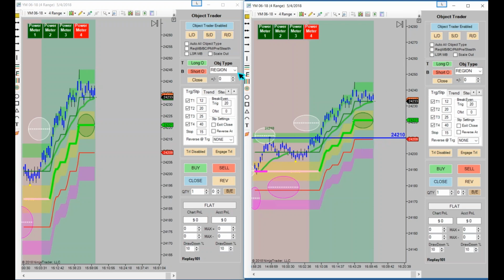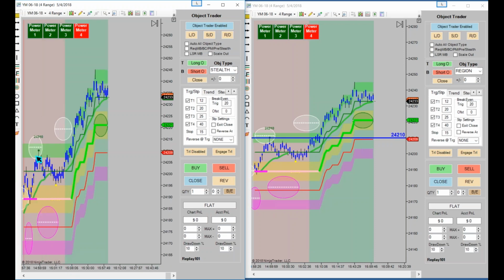Or you could even use stealth. Stealth would be on this chart right here. See, your stealth is green right here, but if it breaks it, it may even go red, but green will actually show up again once it bounces off of our support. So you could use stealth too.